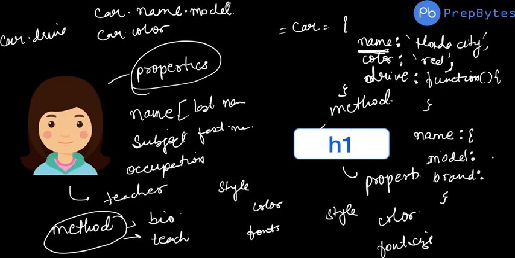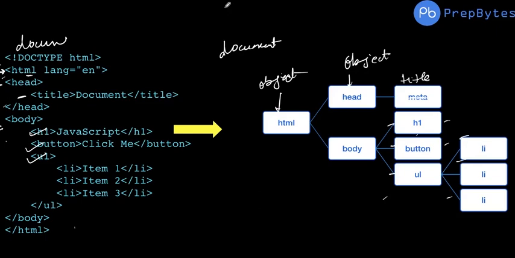The first question that must be coming to your mind is, okay, let's say we have this particular DOM, but how do we access the objects that we have inside this DOM?